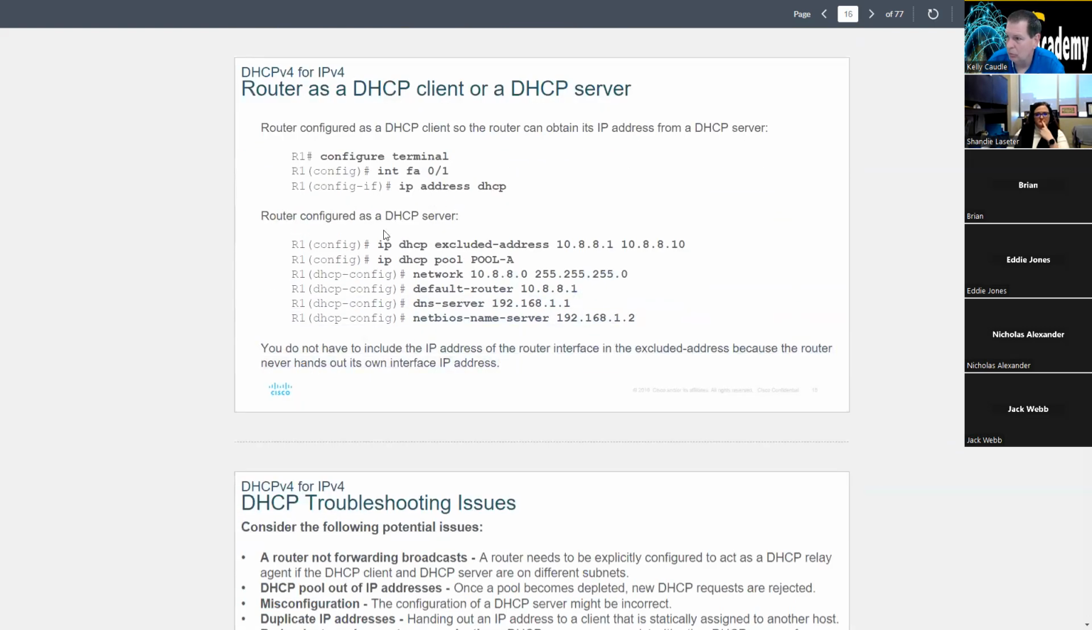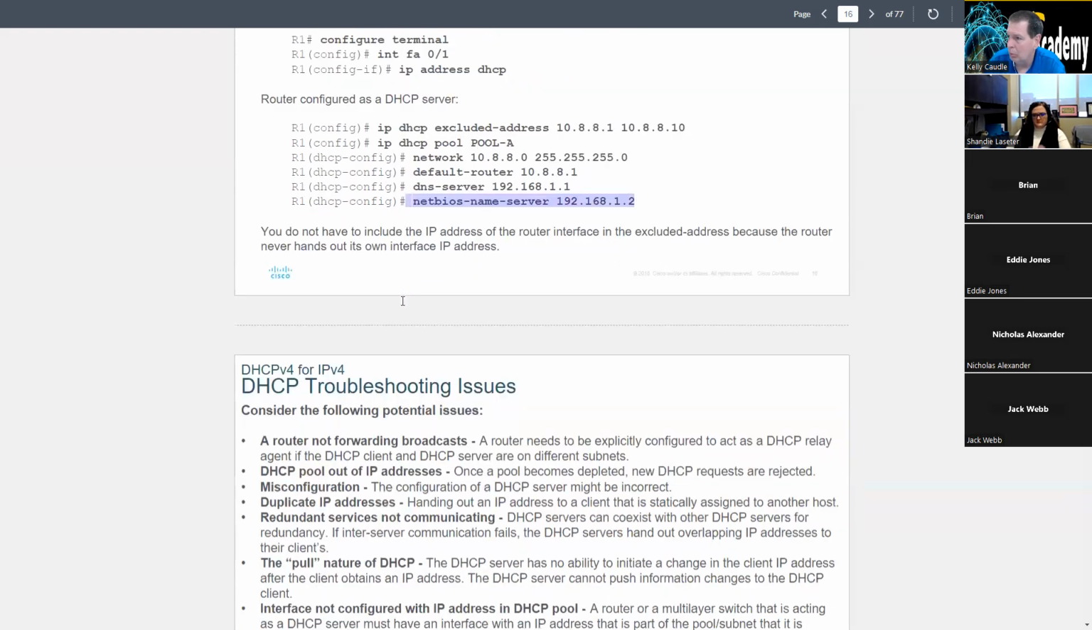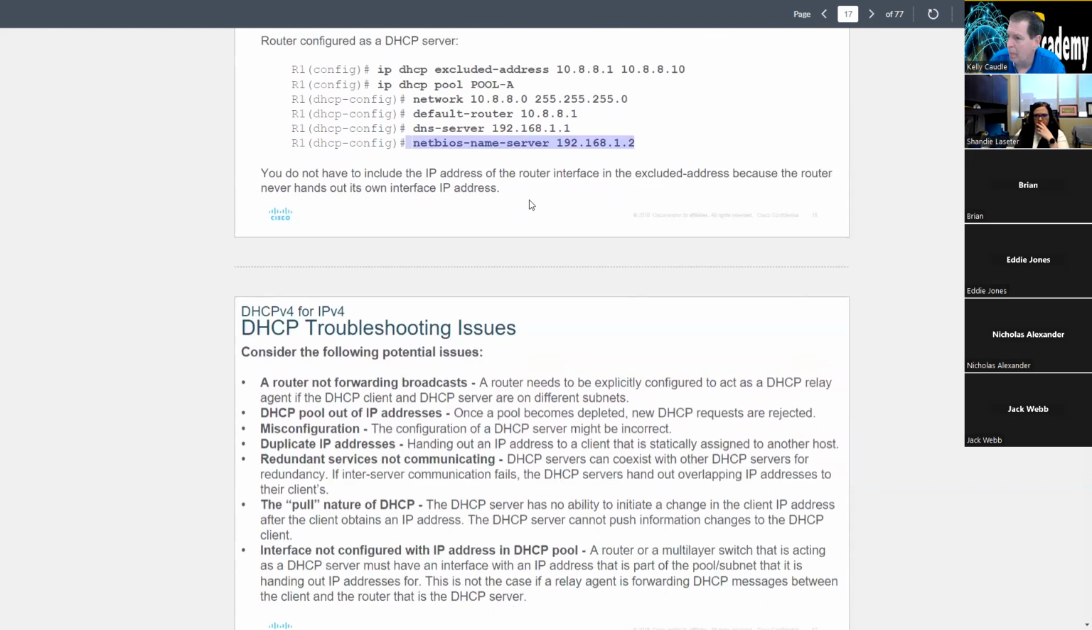Here we see a pool. Okay, so we excluded our addresses first. Here's our pool. Here's our DNS server, our NetBIOS name server, which almost nobody uses anymore. But that's 044. That might be 046 scope type. Each one of these has a different actual scope number. This is 003 in the old Microsoft world. This is 006. This is 044, I believe, or maybe 046. I think it's 044. But we don't use NetBIOS name servers anymore, really.